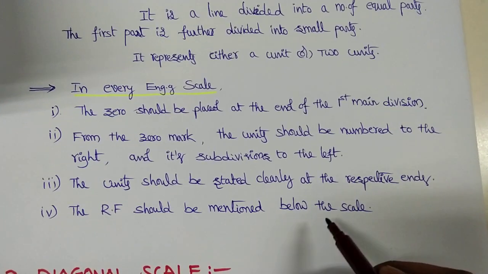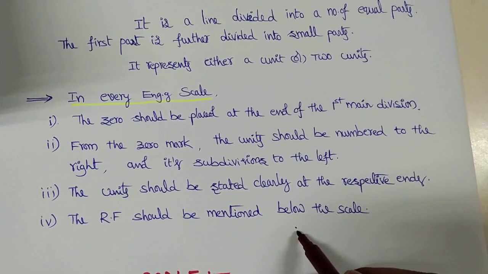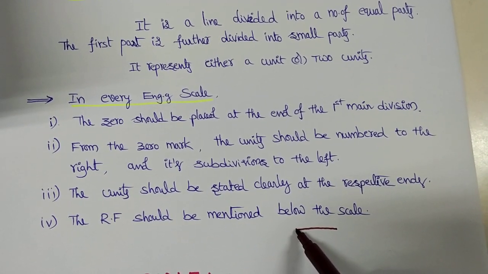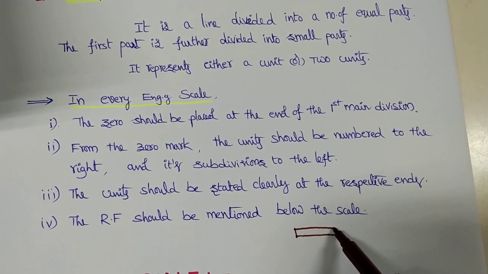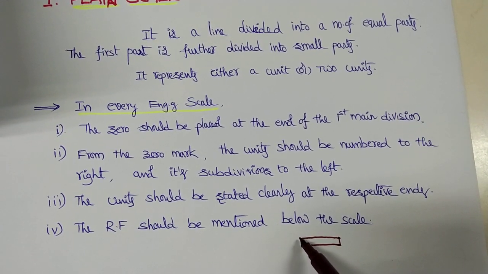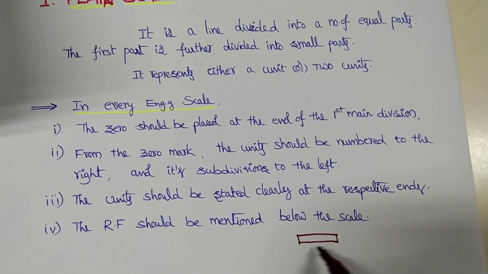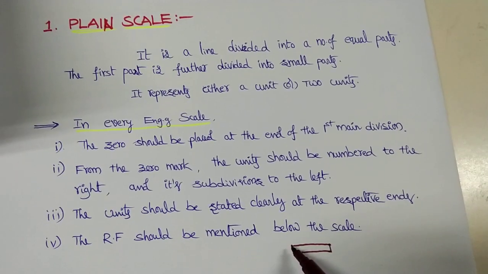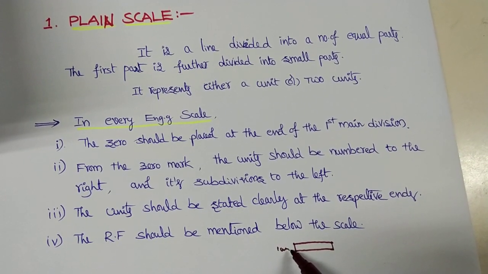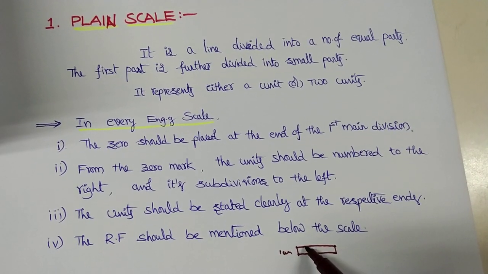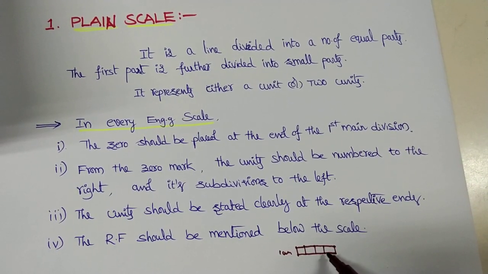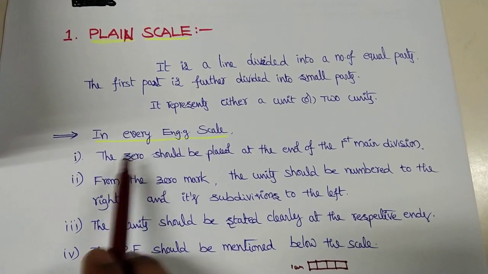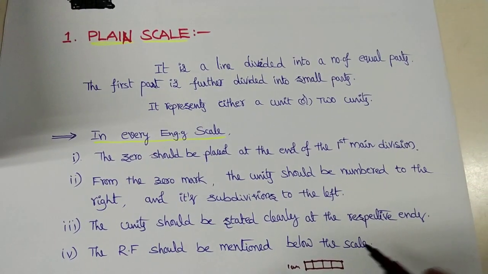And here let me construct one plane scale. Suppose we have the length of the scale in this way. We can construct a rectangle, because a scale always looks like a rectangle. The length of the scale we have to calculate according to the given data. The breadth of the scale, by default, we can take as 1 centimeter for a plane scale. After that we can divide this into a number of equal parts, depending on the L max. And according to the rule of engineering scale, 0 should be placed at the end of the first main division.